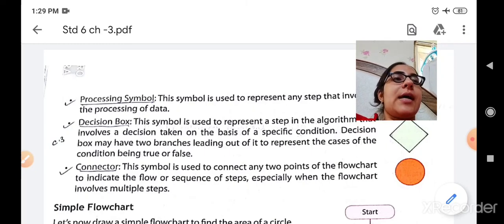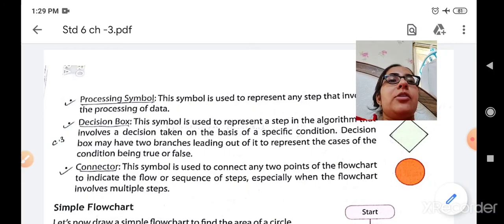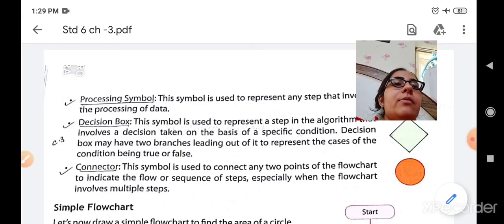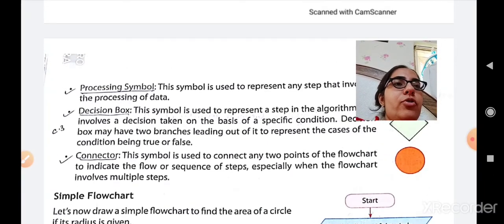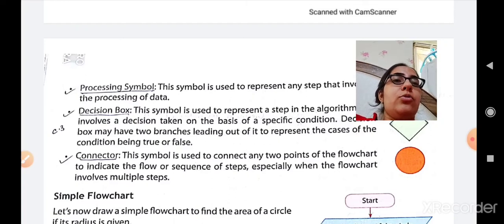So this circle sign is known as a connector, which is used to connect any 2 points of the flowchart. Any 2 points which we have studied earlier, if we want to connect them, then this connector is used. It is very rarely used in any flowchart, but if we want to connect any of the 2 points which are in different positions, in different directions, then this is used. It is used to indicate the flow of the sequence of steps, especially when the flowchart involves multiple steps. It means many steps are given in a single flowchart. Then to connect any two points and to indicate the flow, this connector is used.